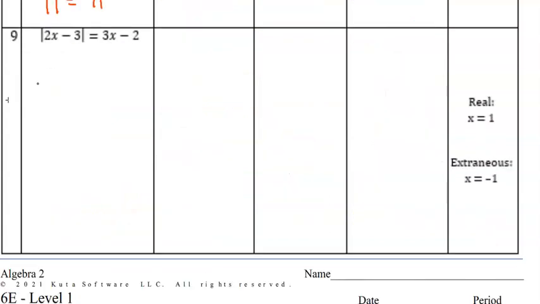Let's do one more example where we need to check for extraneous solutions. So we have the absolute value of 2x minus 3 equals 3x minus 2. You want to set up your two pieces. So your negative piece would be 2x minus 3 equals negative parentheses 3x minus 2. And then your positive piece would be 2x minus 3 equals 3x minus 2.